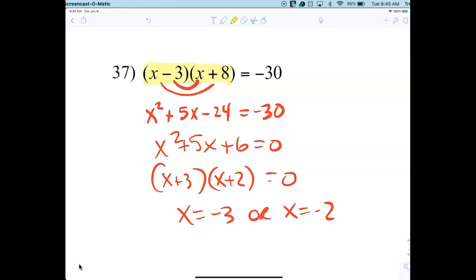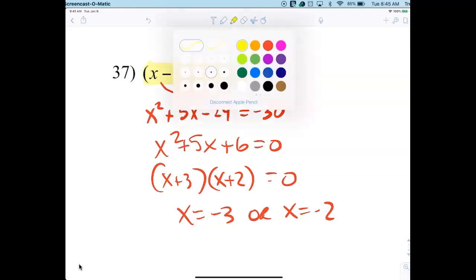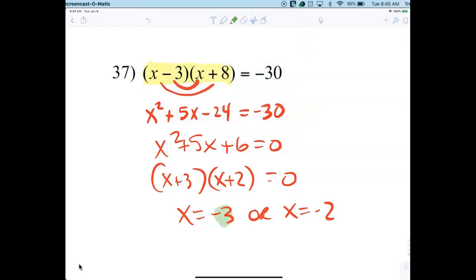What happens if I were to take this negative 3 and plug it in for x? What would it equal? Negative 30. Yes, now you understand. It will equal negative 30. How do I know that? Let's just try and see. Negative 3 minus 3 is negative 6. Negative 3 plus 8 is 5. Negative 6 times 5 is negative 30.